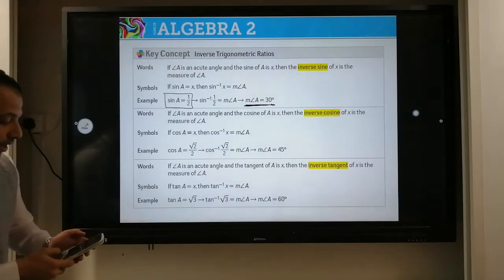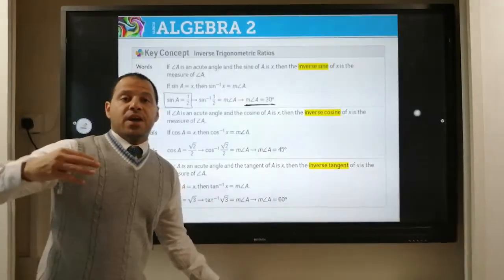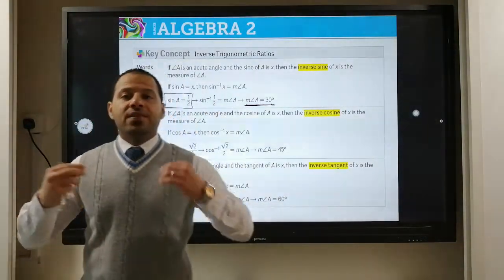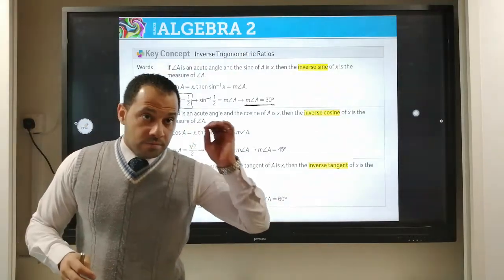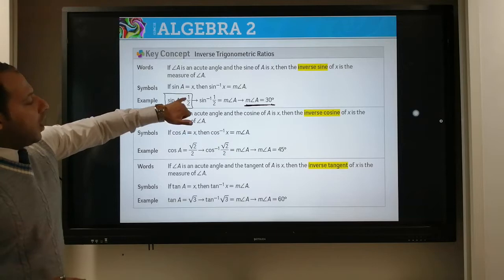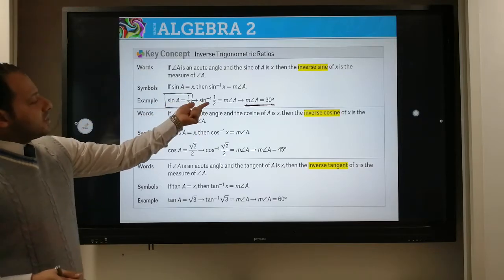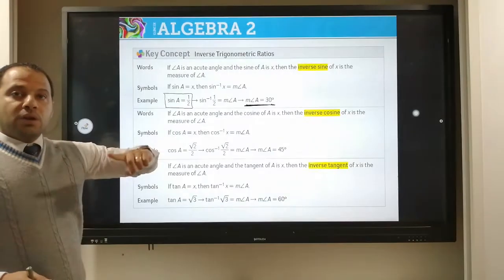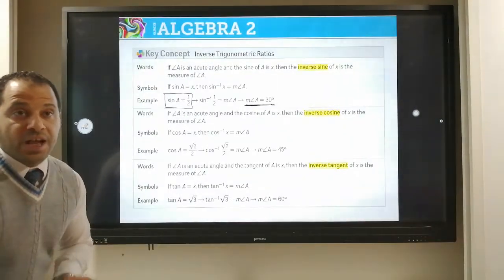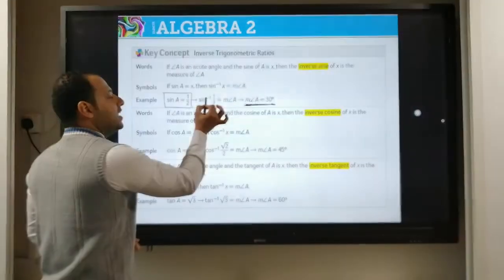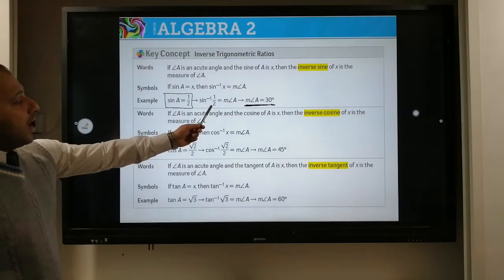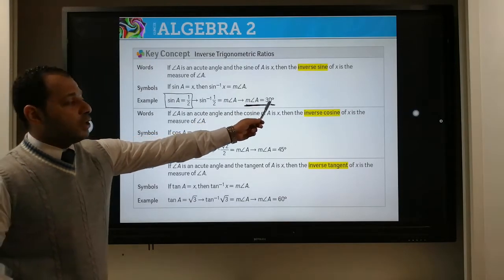Again, if I have a problem like this, where I have the value of the sine, cosine, or tan and the angle is missing, we use the inverse. For sine A equal half, we use inverse sine. On your calculator, press shift sine and you will have sine to the power -1. For the ratio, it gives you the value of angle A.